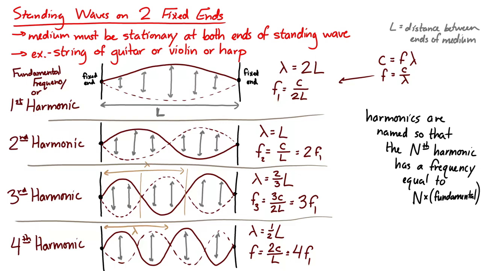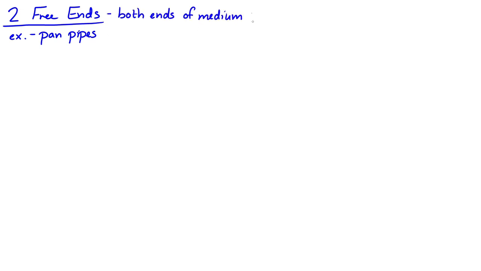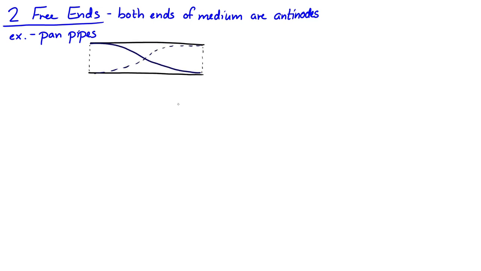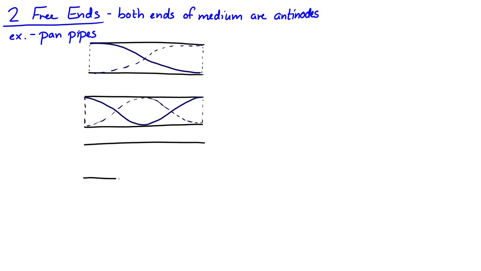All right. Now let's look at a situation where we have two free ends. This would be a situation like panpipes, where the requirement is that at the two ends of the medium, we have antinodes. So here's the largest wavelength we could get. Here's the next largest. All right. Here's the next largest. Okay. And then the next largest.